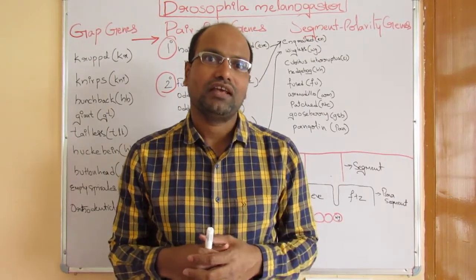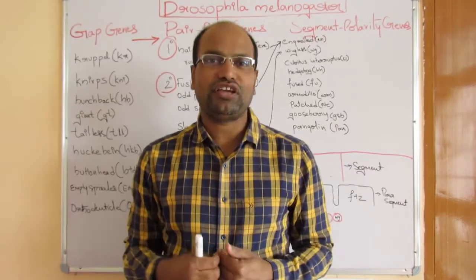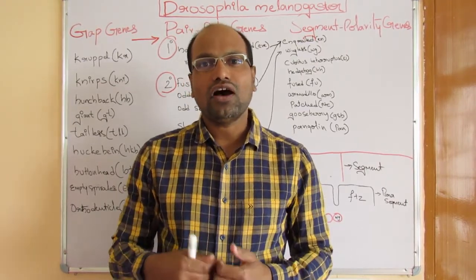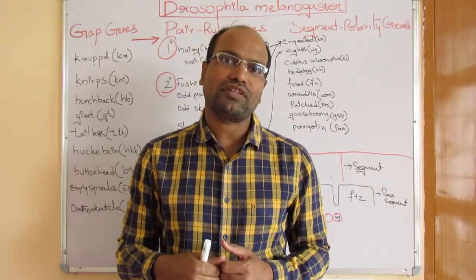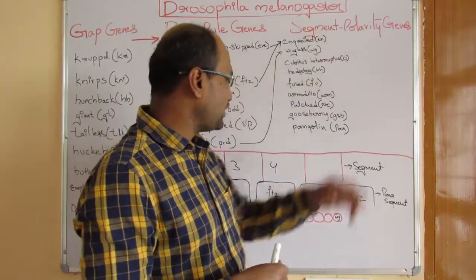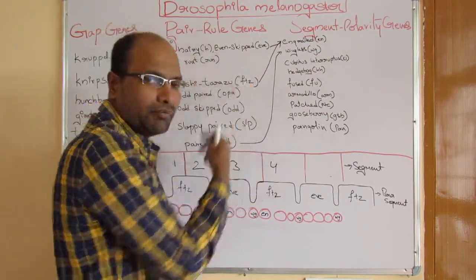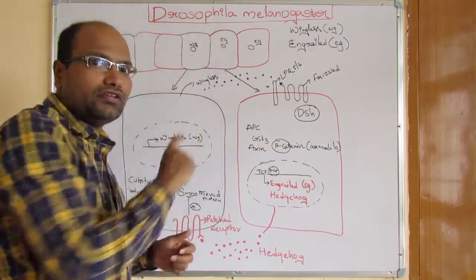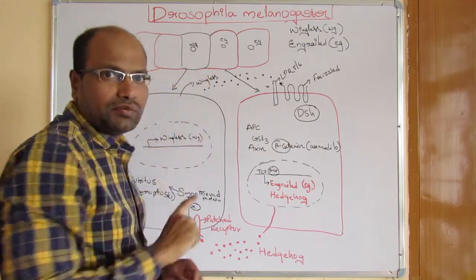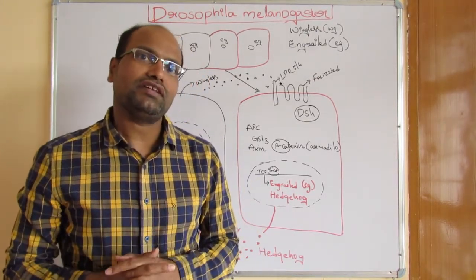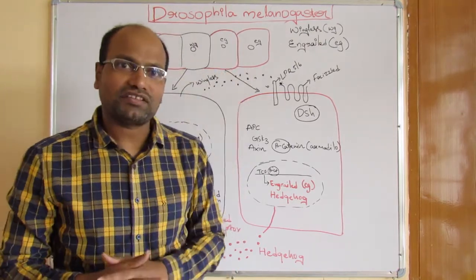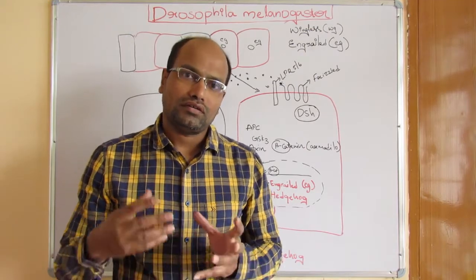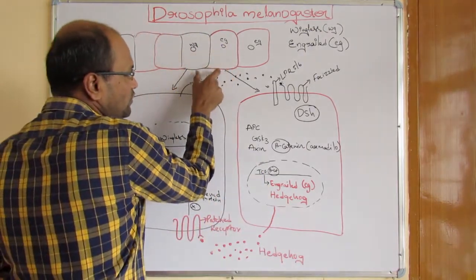Whatever expression is present, they have to do it via intercellular signaling. So cell to cell communication has to be established to maintain the polarity and to establish the segmentation. We will see how the signaling is established from cell to cell. Especially we will take the example of engrailed and wingless, which are expressed under the influence of the pair-rule genes. Wingless will be expressed when fushi tarazu and even-skipped are in low concentration, and engrailed is expressed when there is a high concentration of fushi tarazu or even-skipped. So the cell to cell communication will occur in this fashion.